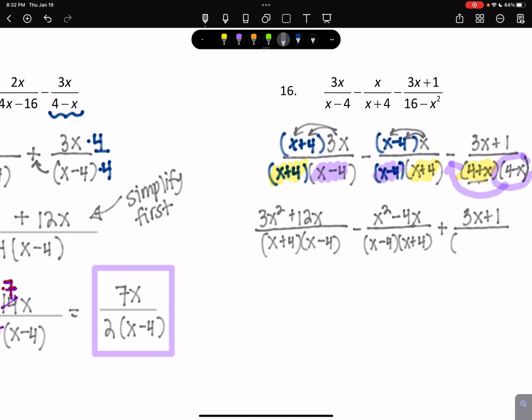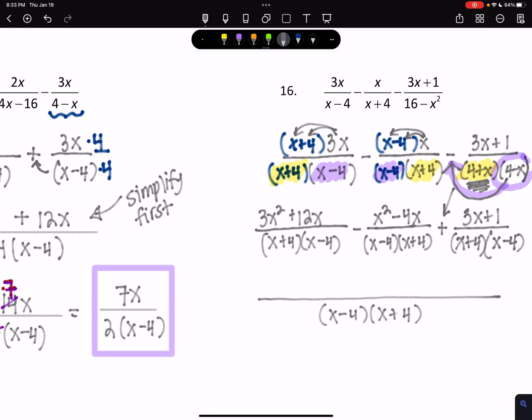So I'm going to rewrite this factor as x plus 4. And since I took that negative out and made the subtraction a positive, I'm going to have x minus 4 instead of 4 minus x. Oops, I'm not sure why I did that. Let me see. There we go. So now all of the denominators are the same. They all have an x minus 4 and an x plus 4, or an x plus 4, x minus 4. It doesn't matter which order we write it in.